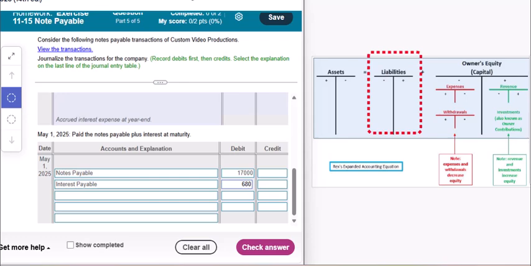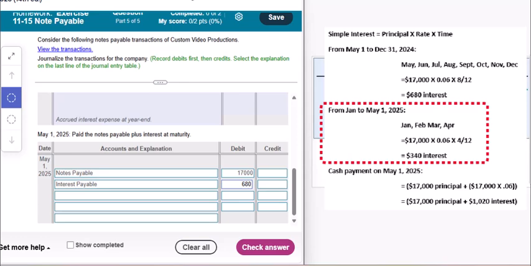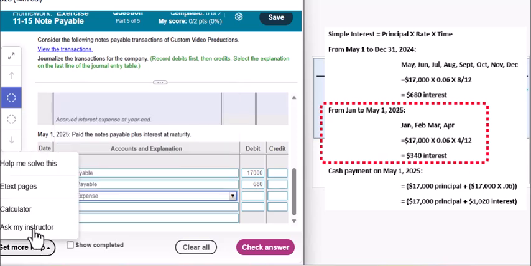And then next we need to show how much interest expense has accumulated from December 31st to May 1st of 2025. So how many months is that? That is January, February, March, April. And that's only through April because, again, that's the last month that was completed before this. So that is 4 months of interest expense that we need to account for here. So let's go ahead and input interest expense and then get our calculation here going.